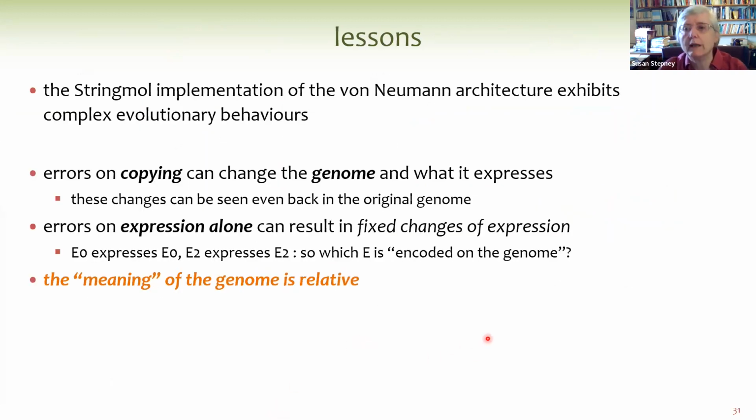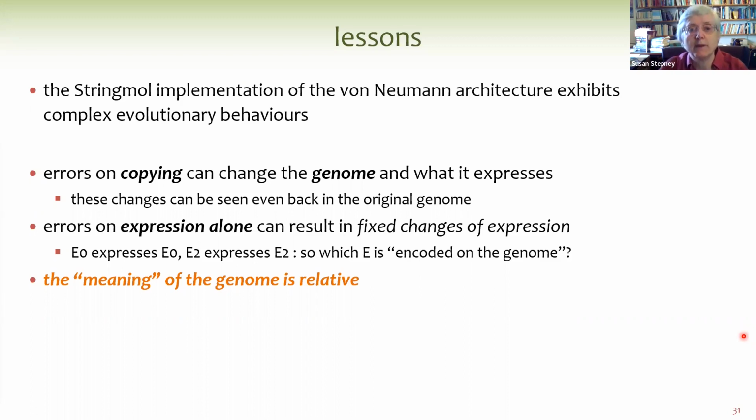So just to see the lessons that we learned from that, we can build a Stringmol implementation of the von Neumann architecture, and it too exhibits complex evolutionary behaviors. And so errors on copying can change the genome, as one might expect, and therefore change what it expresses. And these changes can even be baked back into the original genome.